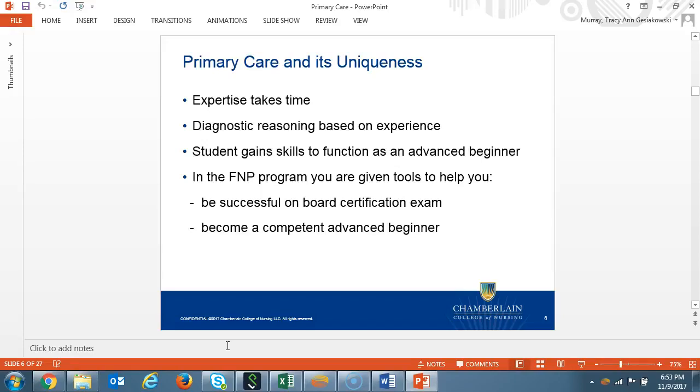On your journey towards graduation from the FNP program, you will be given the necessary tools to help you be successful on the board certification exam and become a competent advanced beginner.